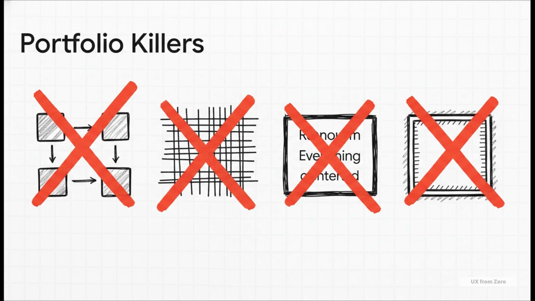These right here, these are what I call portfolio killers. Things like random spacing, using a bunch of divider lines because you don't know how to use space, centering everything just because, and having absolutely no margin discipline. These are the red flags that tell a hiring manager you don't know the fundamentals. You got to avoid these at all costs.